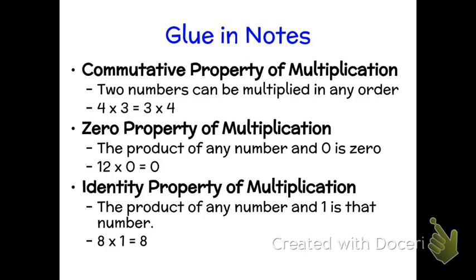The identity property of multiplication says that the product of any number and 1 is that number. So any number you multiply times 1 will always end up being itself in the end. So 8 times 1 is 8. 10 times 1 is 10. 12 times 1 is 12. 242 times 1 would be 242.